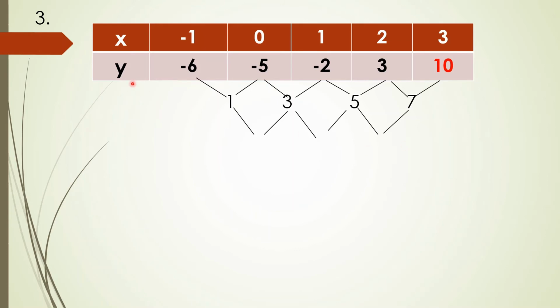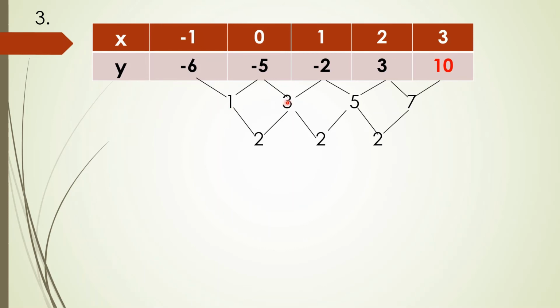The first difference in y, look at this. Negative 6 becomes negative 5, so you just add 1. Negative 5 becomes negative 2, so increase by 3. Negative 2 becomes 3, increase by 5, and 3 becomes 10, increase by 7. The first differences in y are not the same. How about the second difference?